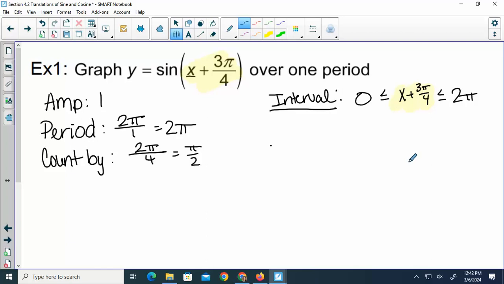Now we want to solve for x. So what would we have to do? Just subtract 3 pi over 4 from everything. So my interval will be from negative 3 pi over 4, less than or equal to x, less than or equal to... If you get something ugly, just leave off the pi's: 2 minus 3/4. This is like 8 over 4 minus 3 over 4.